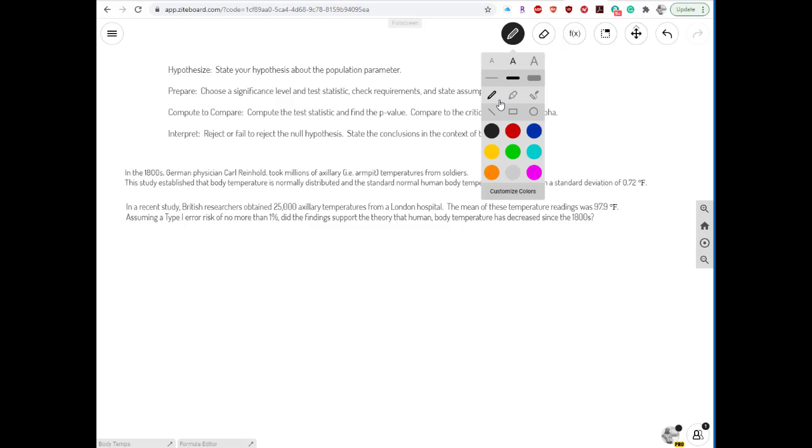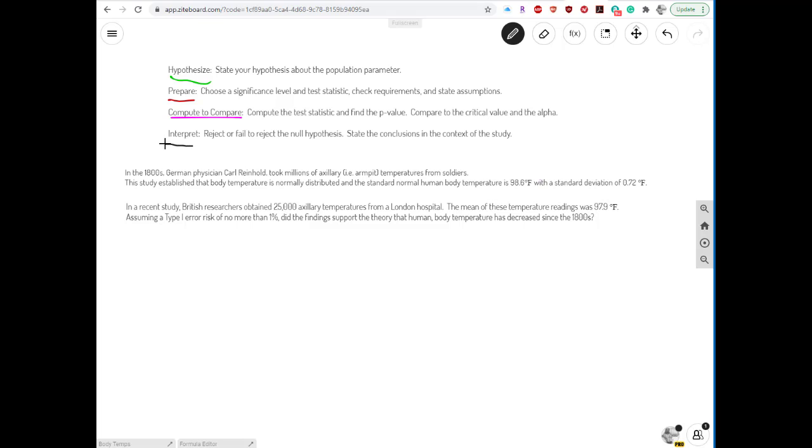I want to make sure that I stay consistent, so I have been writing the hypothesis in green. I've been writing the prepare in red, the compute to compare in pink, and then finally writing the interpretation in black. So I'm going to go ahead and stay with that again. So I'm going to go ahead and read the scenario back to myself. I like to read it several times because I want to make sure that I understand everything.